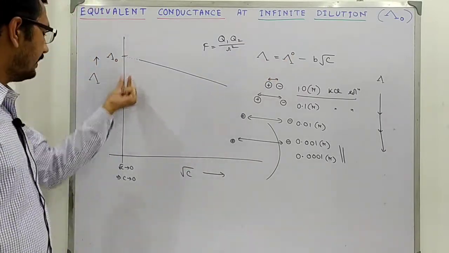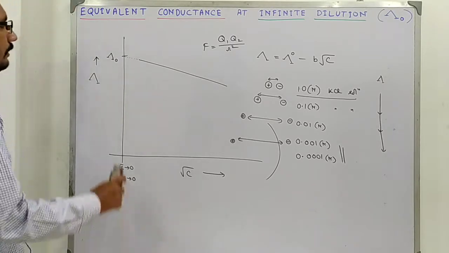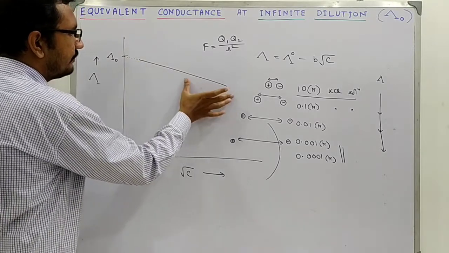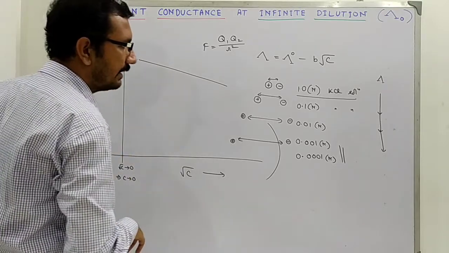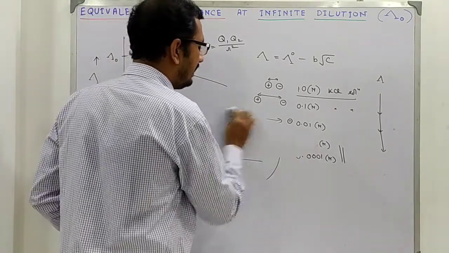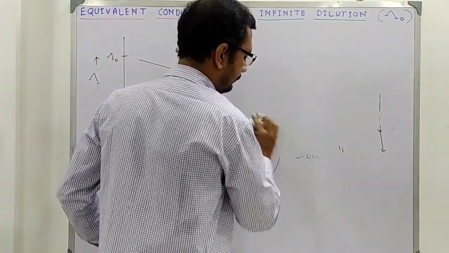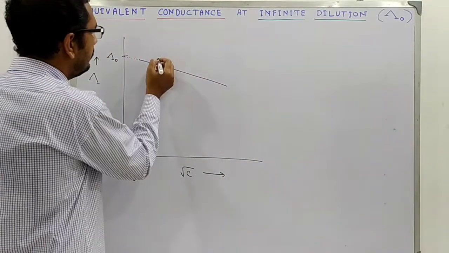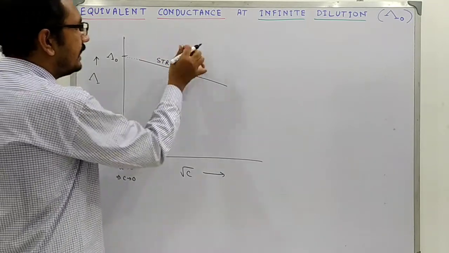And here at this point in the domain of C tends to 0, the behavior is not experimentally achieved. So, we are extrapolating this line to get the lambda 0 for that particular strong electrolyte. Now, what happens with a weak electrolyte? So, this is for strong electrolyte, and see this is a straight line with a negative slope.